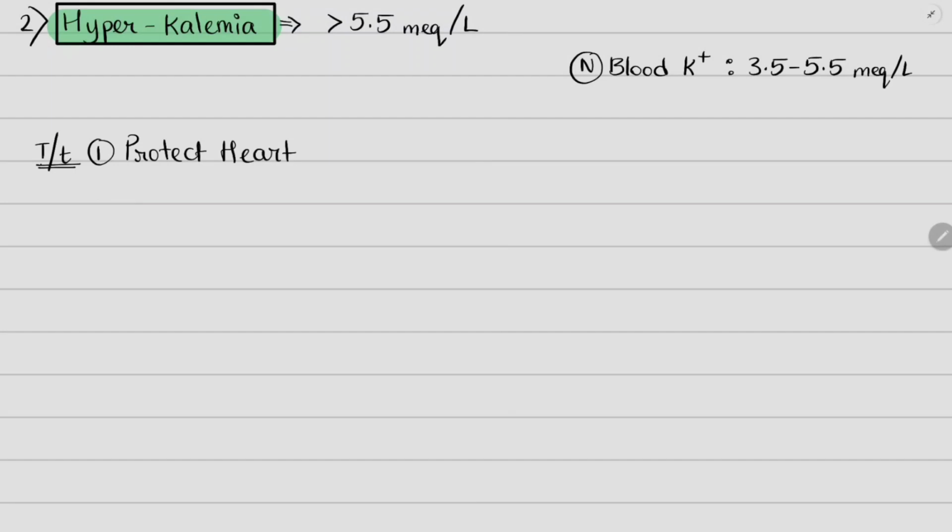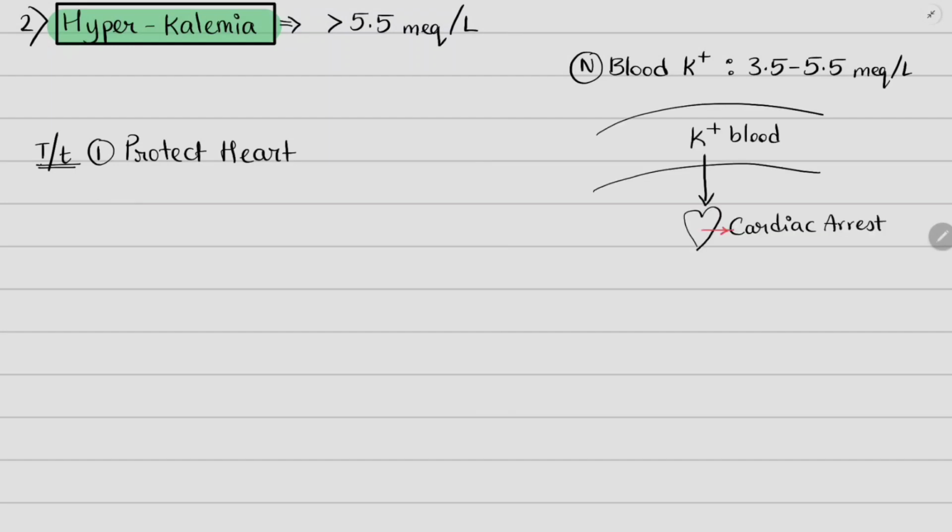Number 1, you have to protect the heart. The reason behind this is that potassium in the blood, when it enters the heart muscle, causes cardiac arrest. So excess potassium is very bad. This can be treated if we give calcium in the blood, because calcium inhibits this process of potassium uptake in the heart. Therefore the IV drug you have to give is calcium gluconate.